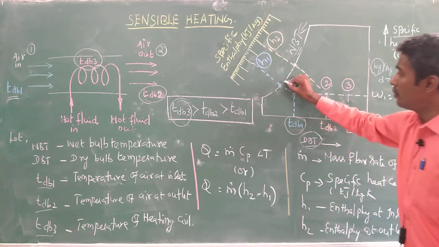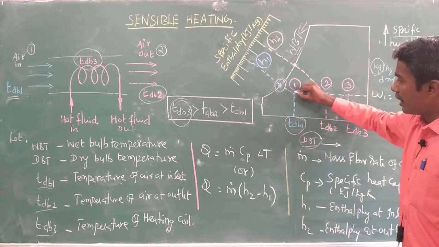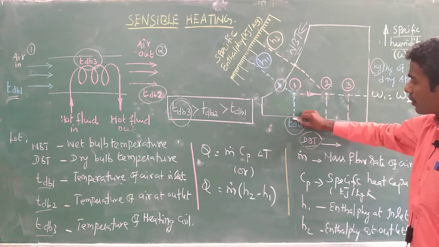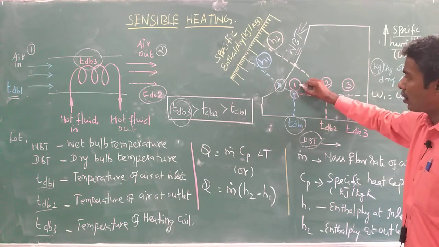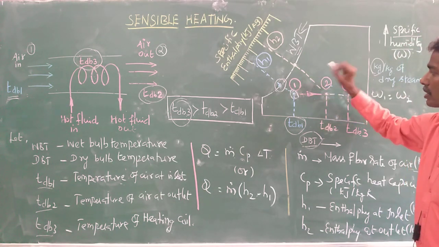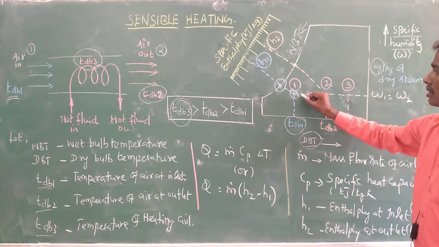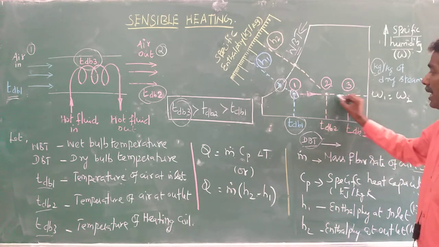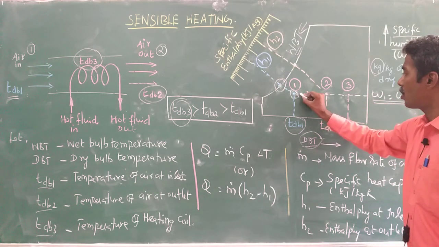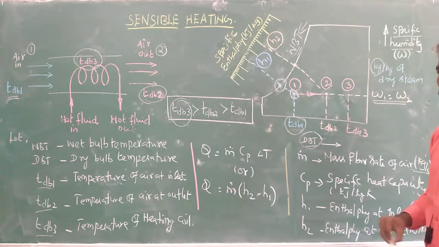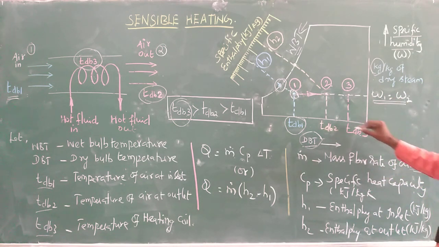Okay, if you assume the wet bulb temperature for condition 1, draw an inclined line. From the horizontal line we can draw a vertical line, and where they intersect we can mark point 1. So this is how we obtain point 1. Our objective is to maintain constant specific humidity, so we can draw a horizontal line, maintaining omega 1 equal to omega 2.